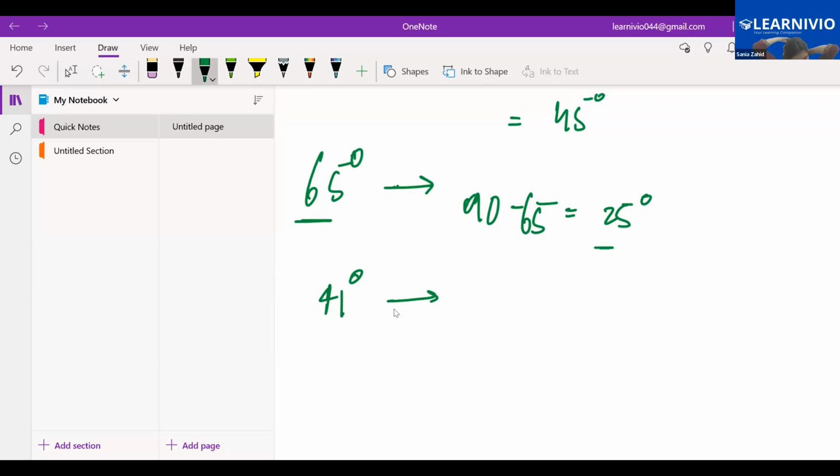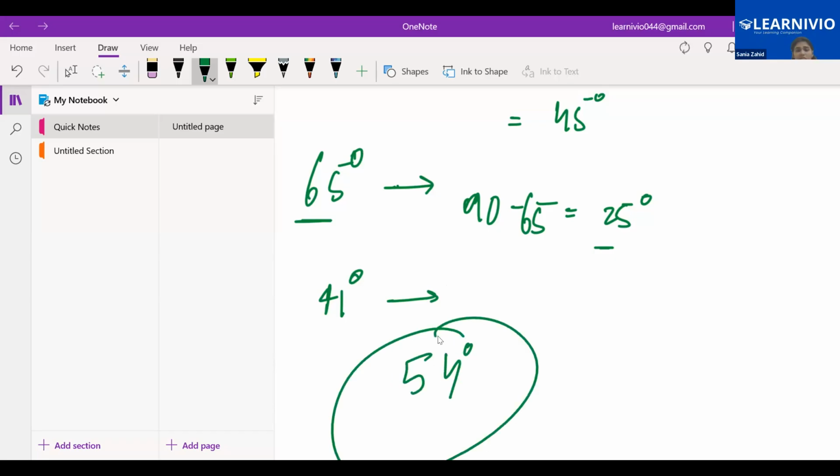It's 54 degrees. What is the answer? 54 degrees. 43. 54. Yes. How come 54, Razan?